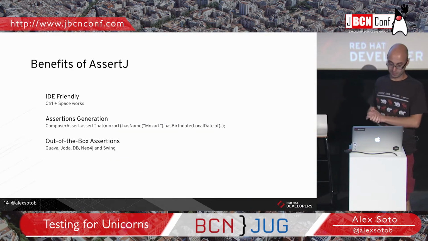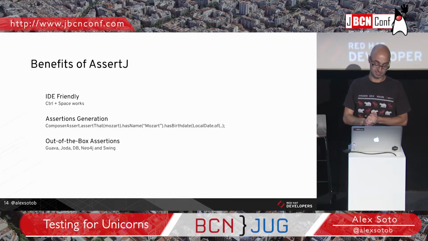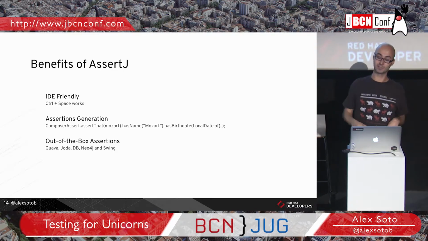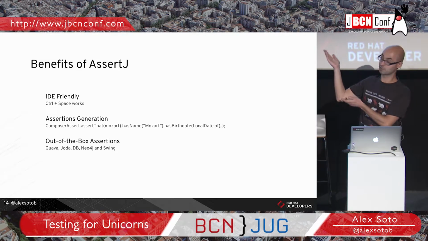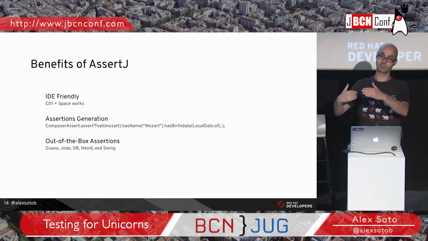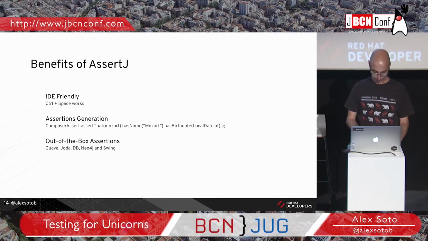So the benefits of AssertJ, the first one is that it's IDE friendly. You just do assertThat, you put there your object, then you do dot, control space, and you get all the methods that are valid for that type. And if you have used Hamcrest in the past, you'll see that this is not possible, and you need to remember all of the static methods and then put them there.